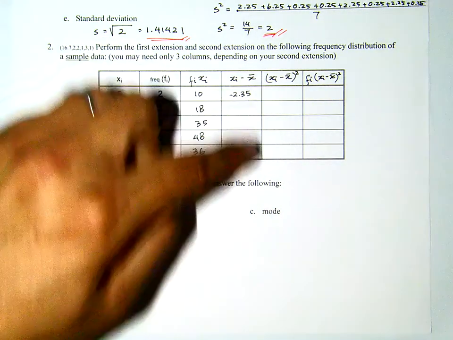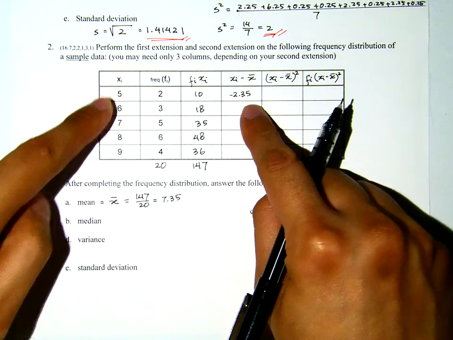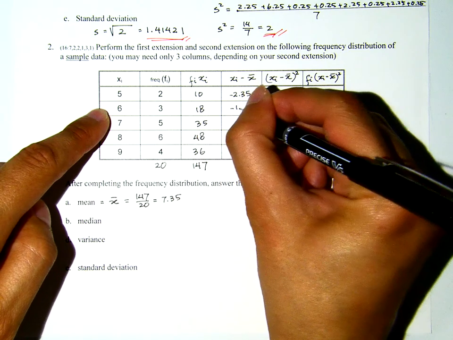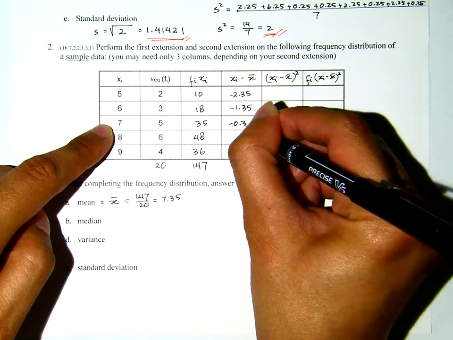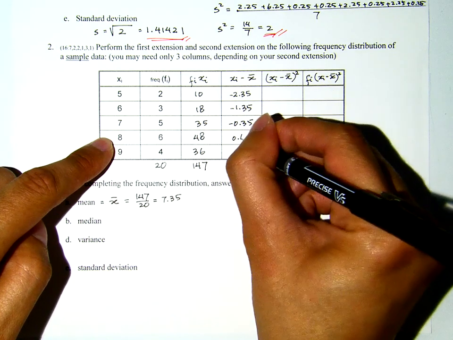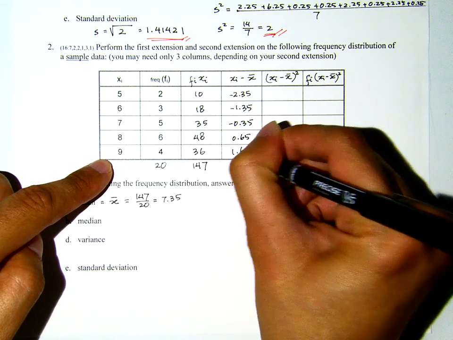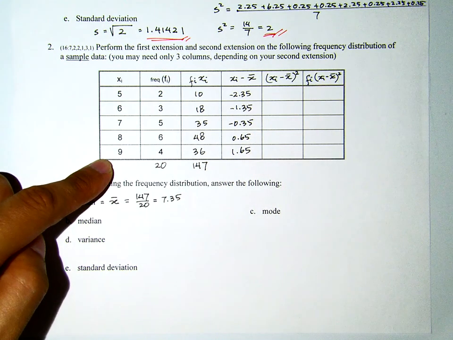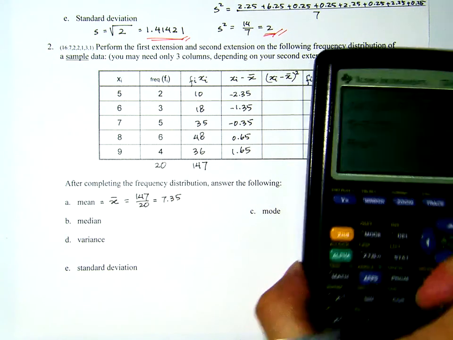But let me finish this column first. 5 minus 7.35 is that. 6 will be negative 1.35. 7 will be negative 0.35. 8 minus that will be 0.65. 9 minus that will be 1.65. And then for each one of them, I will square. I square that one, that will give me 5.5225.